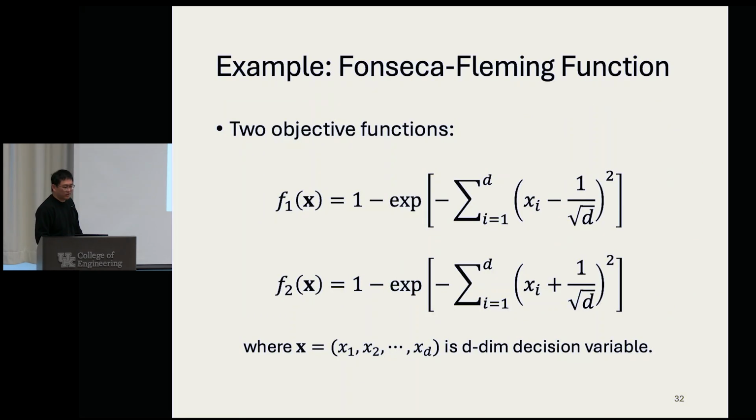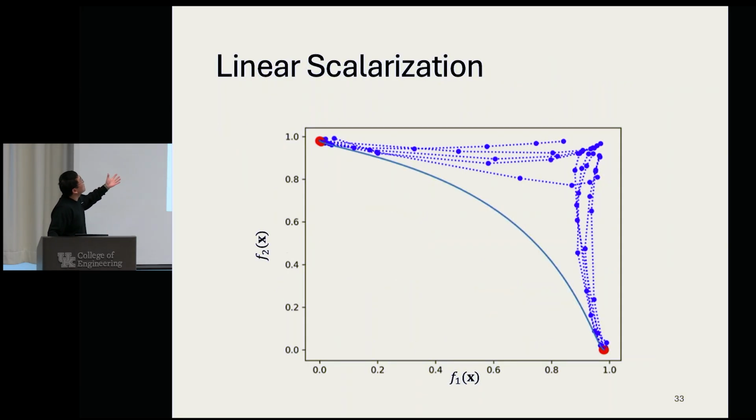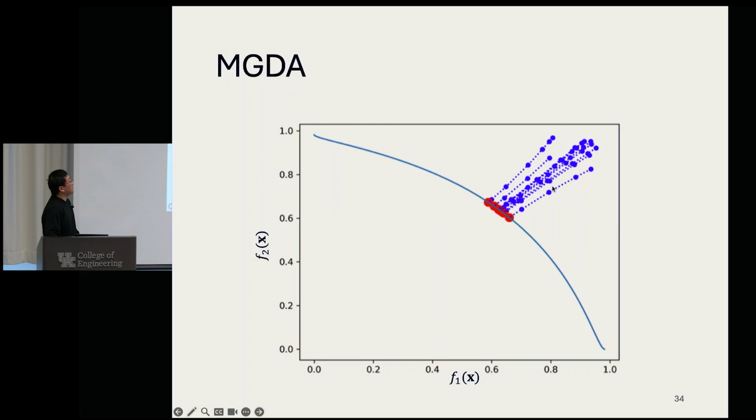I use a very simple function, called the Fleming function, which is a typical test function for multi-objective optimization. Linear scalarization will give you only two extreme points, where either one objective is maximized or the other. And MGDA will quickly, you can see, directly approach the Pareto optimum. Every step, you go one step closer to the Pareto front. But remember, each step will cost you a lot of time to calculate.